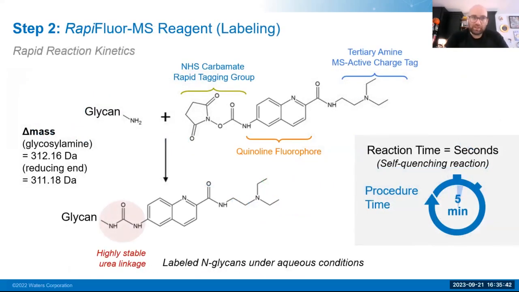And then after that release, moving into the modification through the tag itself, you'll see it's a very stable, highly stable urea linkage, with that fluorophore as well as the MS tag, self-quenching, a very fast process. And very, very simple chemistry to understand there.